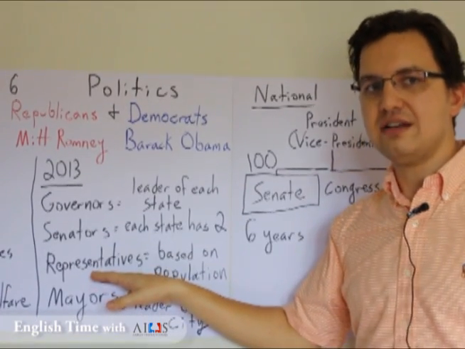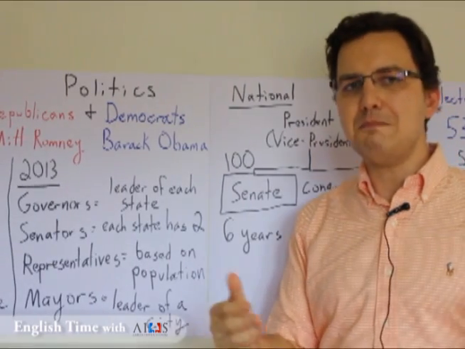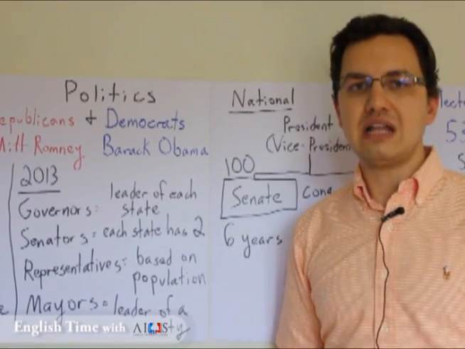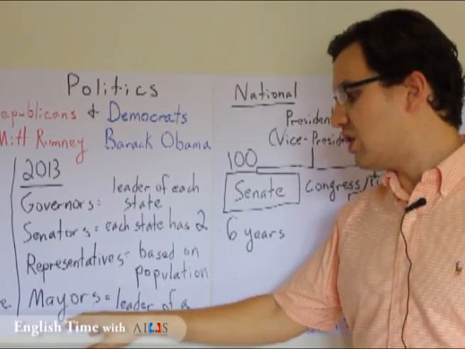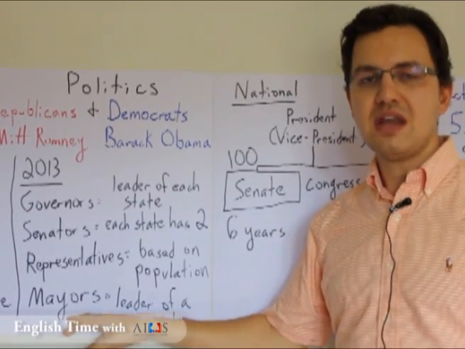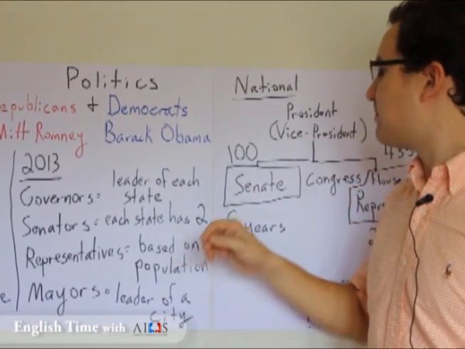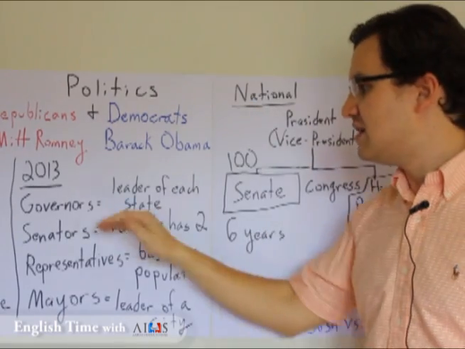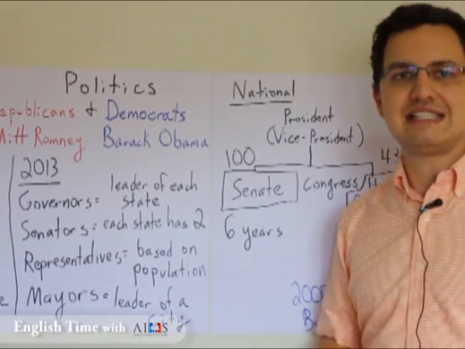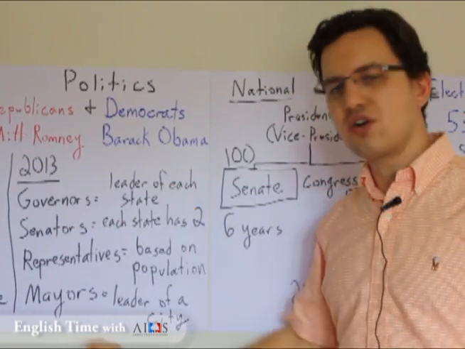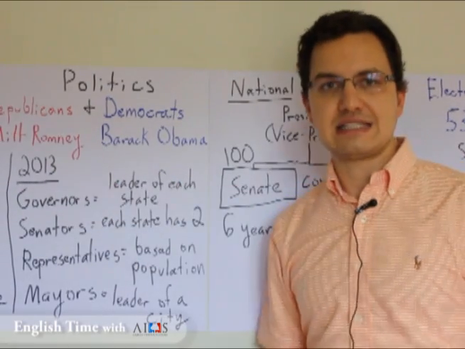Representatives, on the other hand, are based on population. California has many representatives, while Alaska has very few. We also have mayors. Mayors are the leader of a city. So just like the president leads the country, the governor leads the state, the mayor leads the city. And we'll be voting for all these people on November 6th.